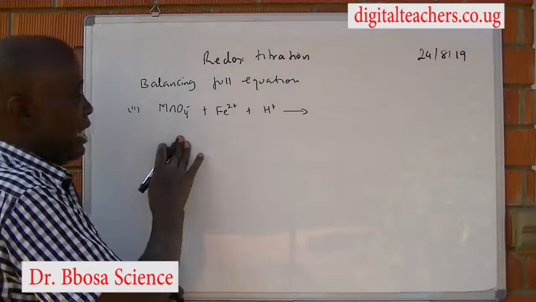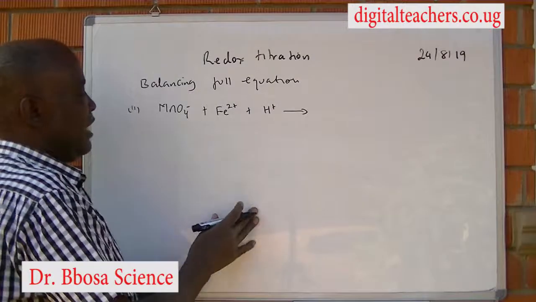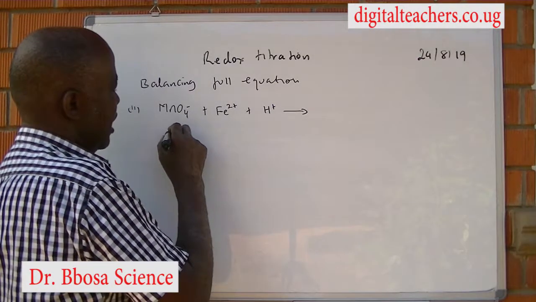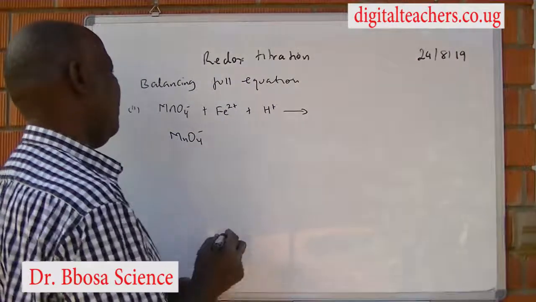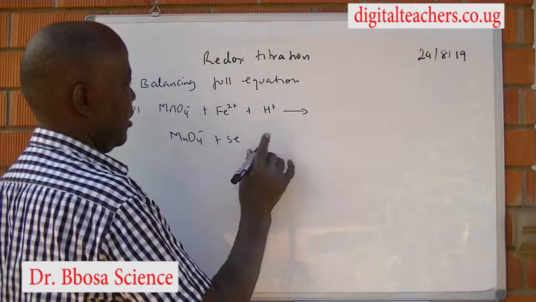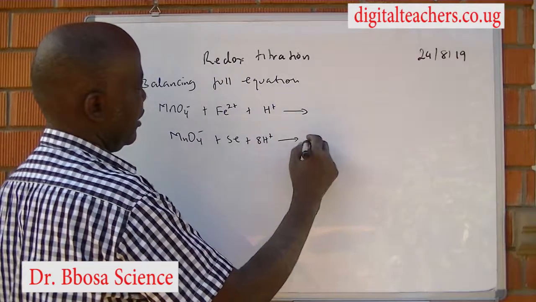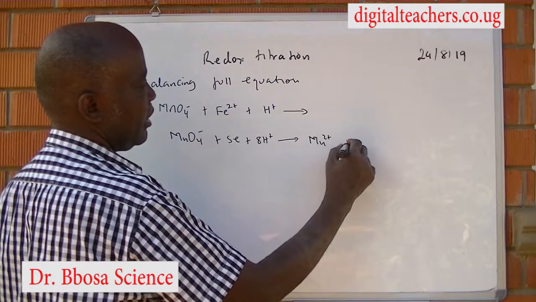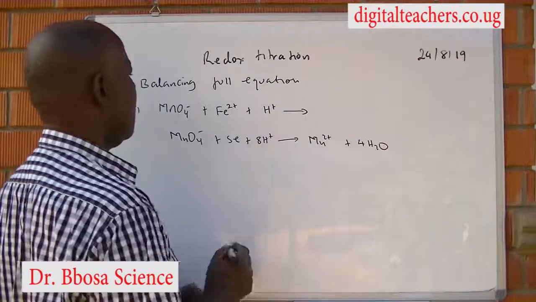permanganate 7 ions and iron 2 ions in the presence of an acid, again you write the half equation for manganate and iron. Manganate is MnO4 minus plus 5 electrons plus 8 hydrogens to get manganese 2 ions plus water, H2O.